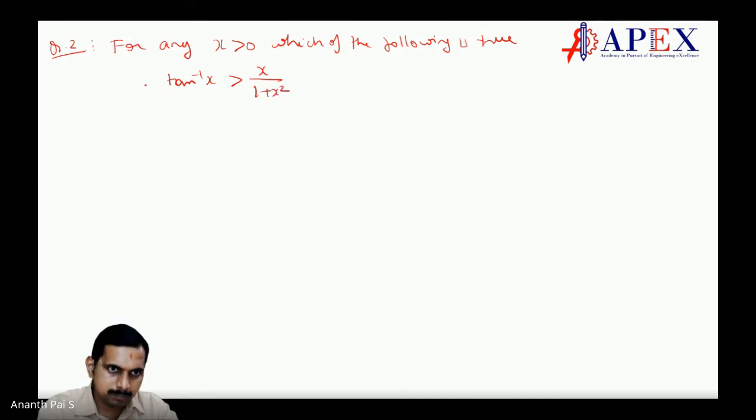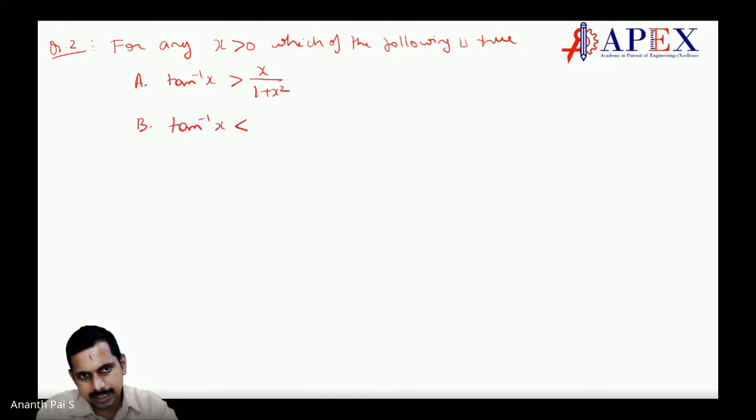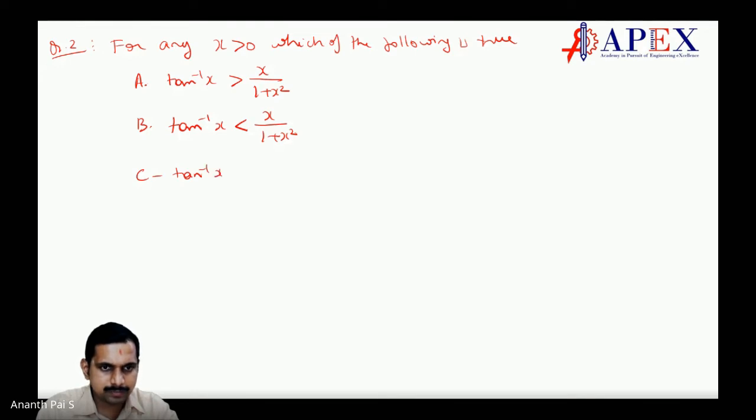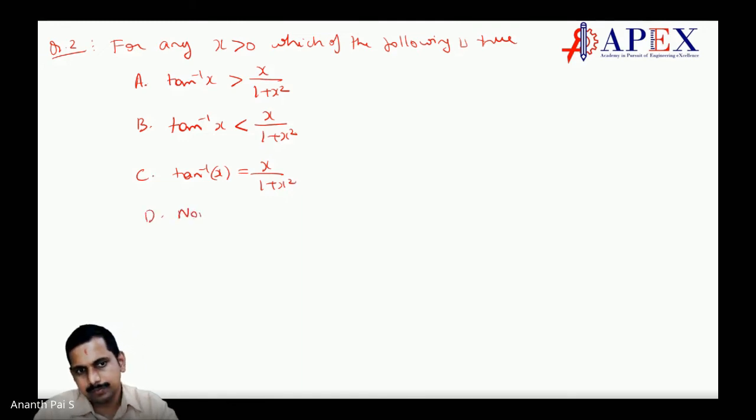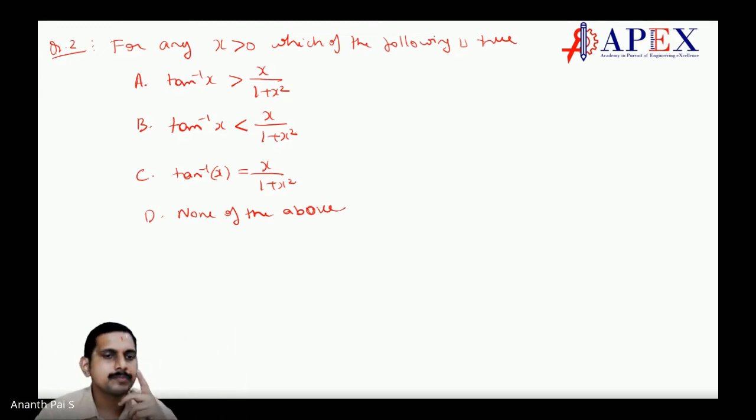You can say a, b. Okay, tan inverse of x is less than x divided by 1 plus x square. C, tan inverse of x is equal to x divided by 1 plus x square. D, none of the above, because it may sometimes be more, sometimes be less, so none of the above also can be there. So tell me what is the answer, students. How can you do that?